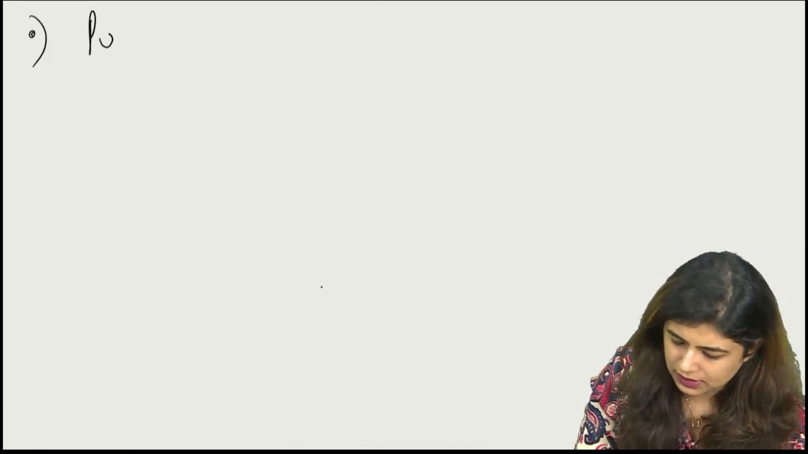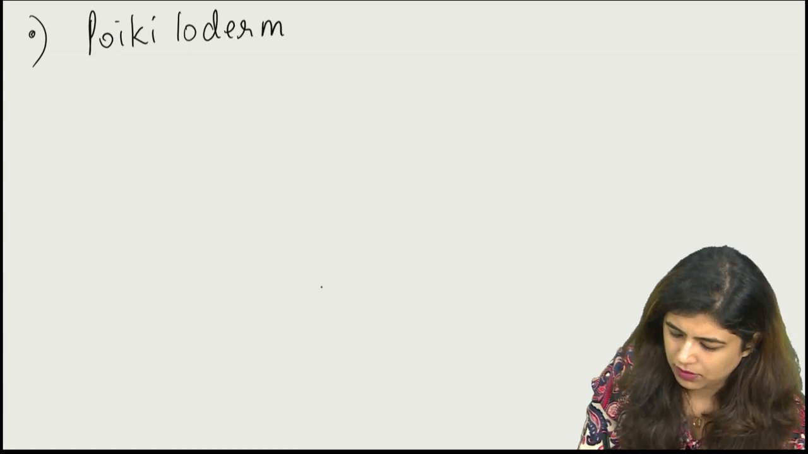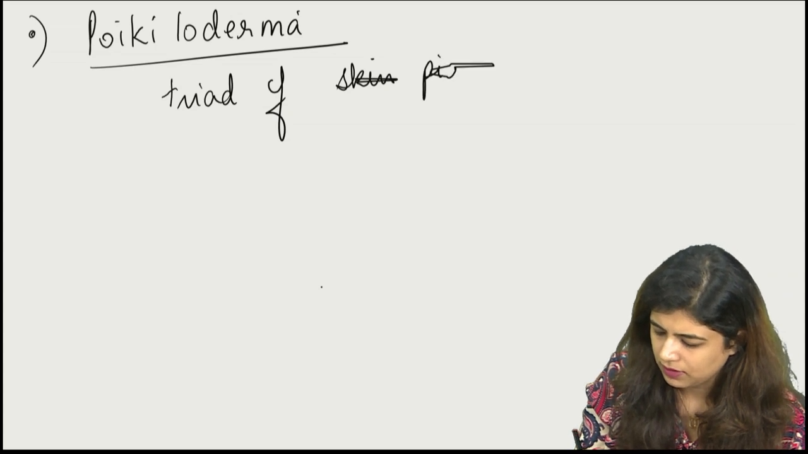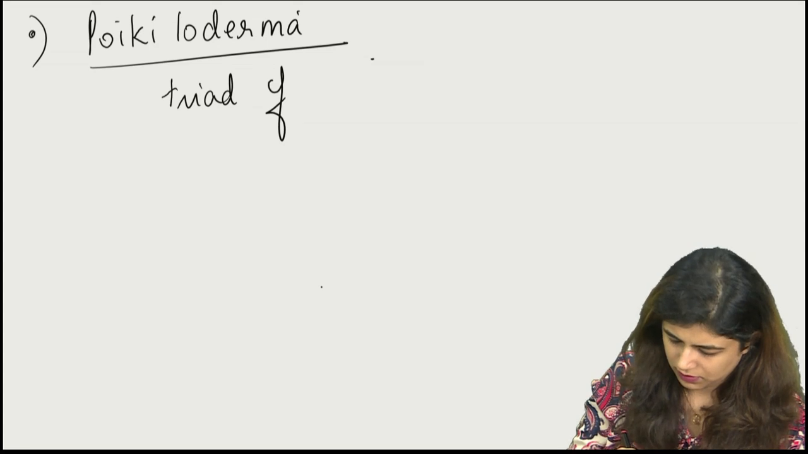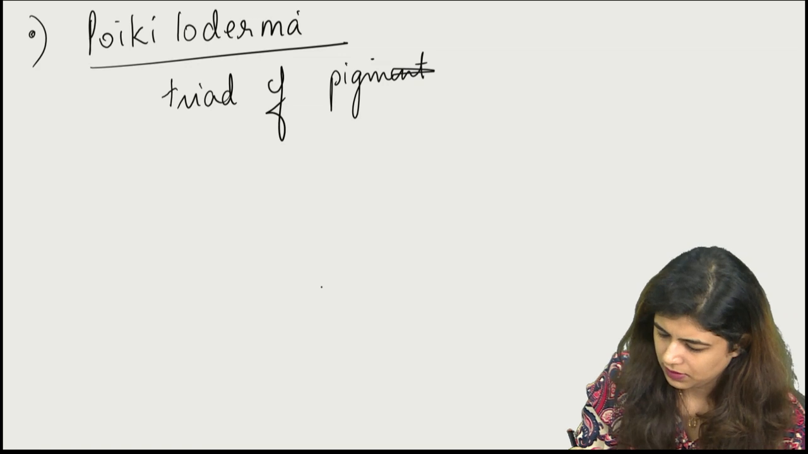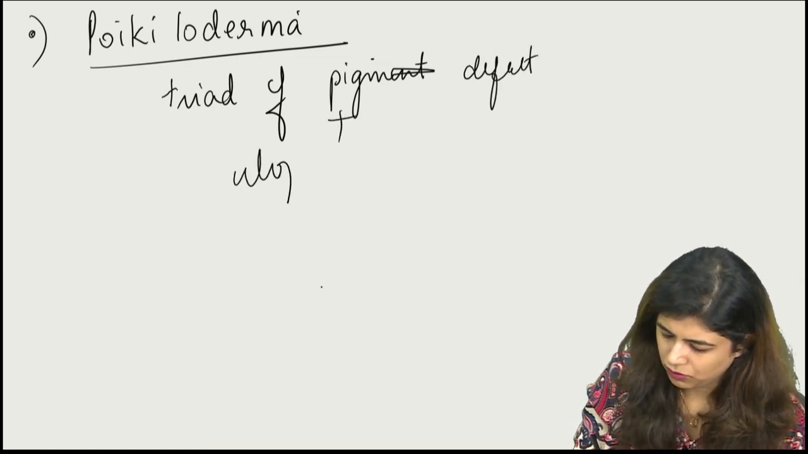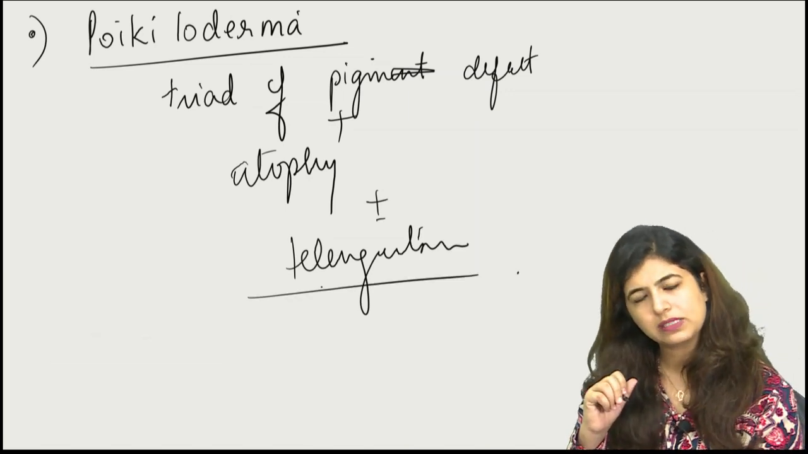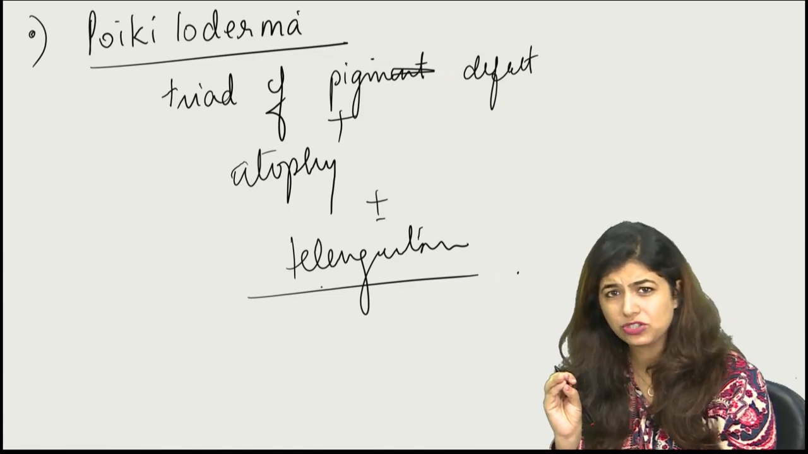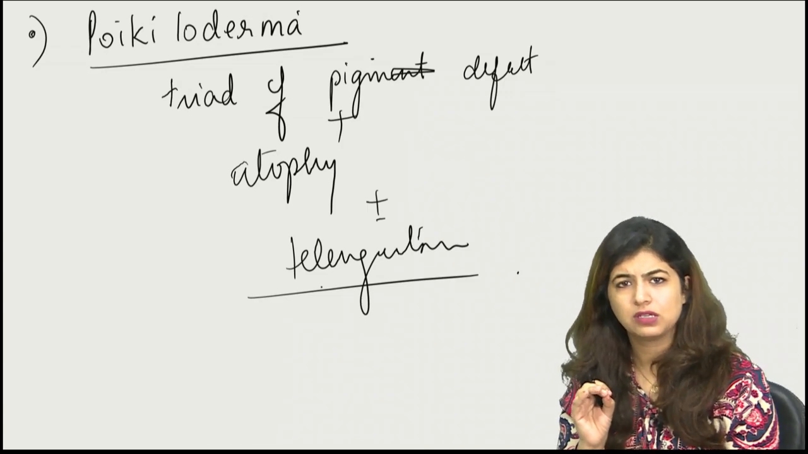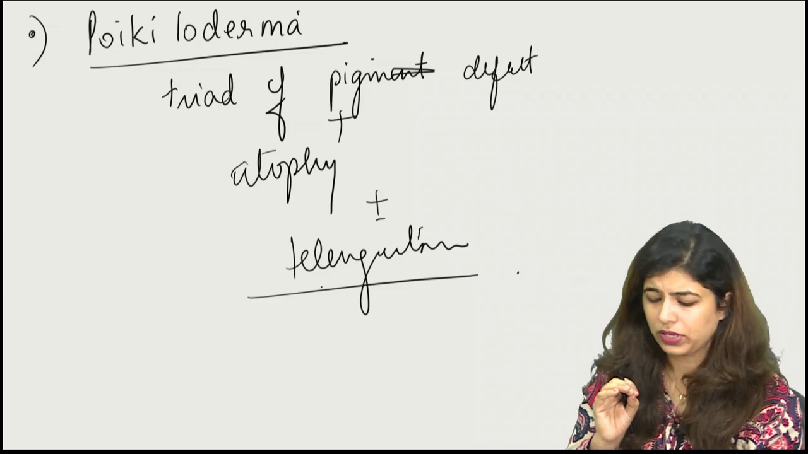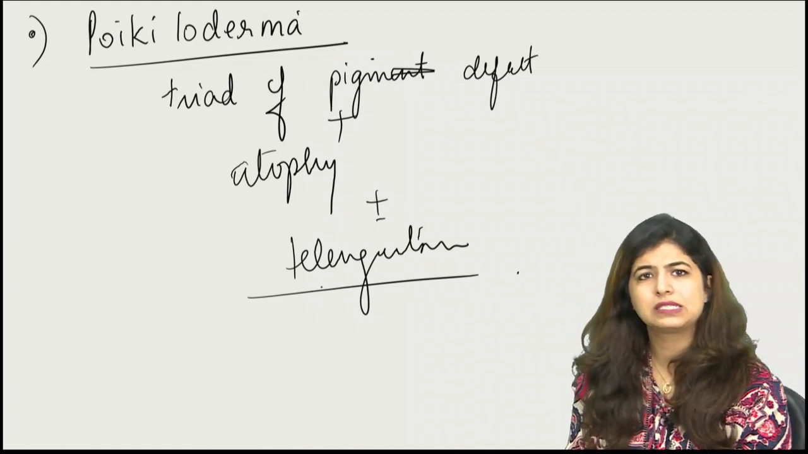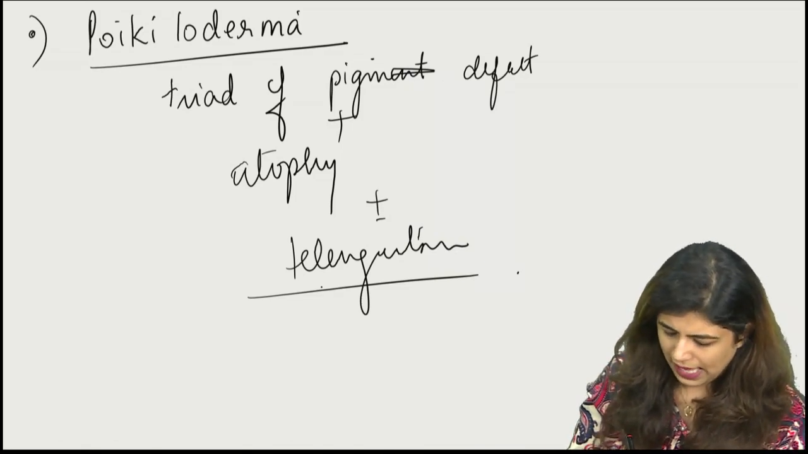And the last thing that you have to remember is poikiloderma. This is a triad of skin pigment defect plus atrophy plus telangiectasias. So they just ask you where poikiloderma is seen and what is poikiloderma. So you need to know it involves one, hypohyperpigmentation plus skin atrophy plus dilated blood vessels called as telangiectasia. So that's a triad seen in poikiloderma, which is generally seen in most of the cutaneous component of the connective tissue diseases, but in dermatomyositis it is slightly more prominent. Clear? Great.